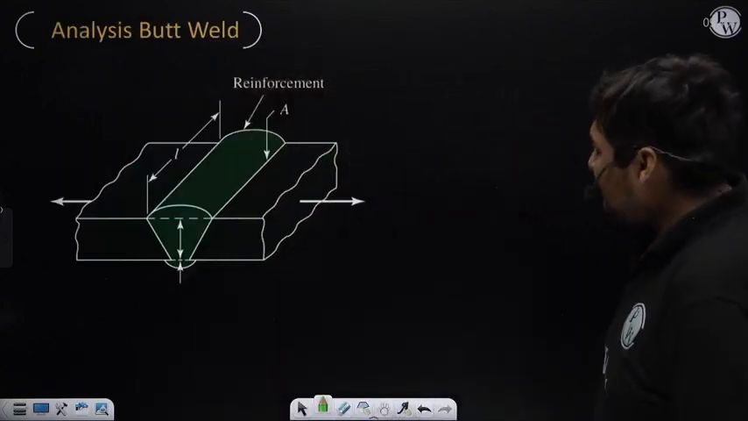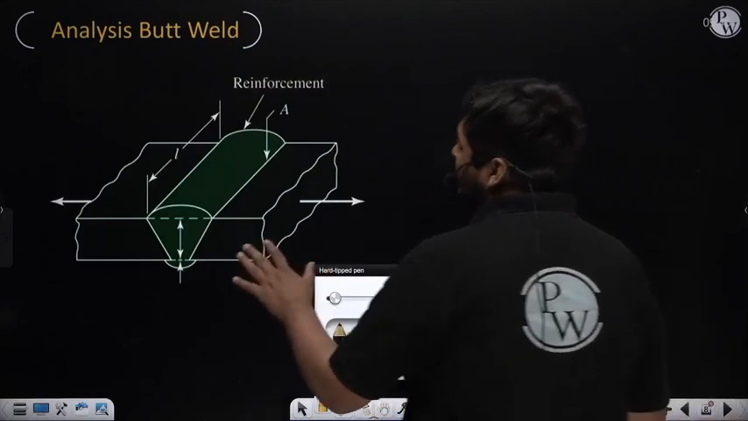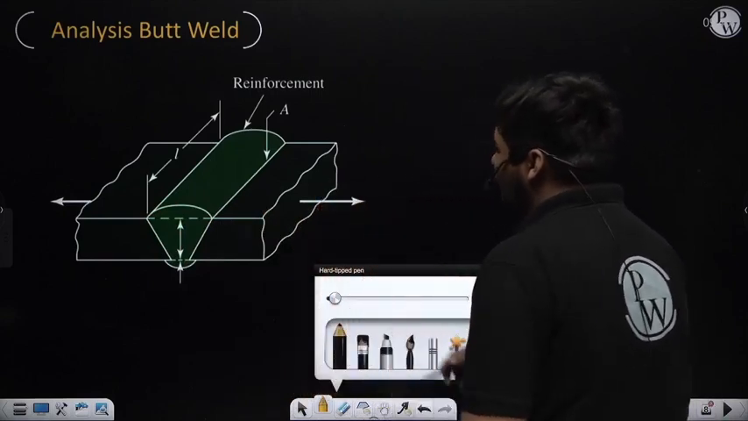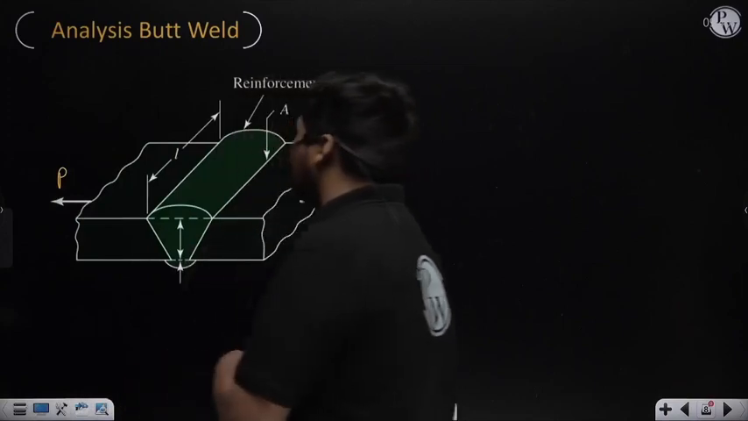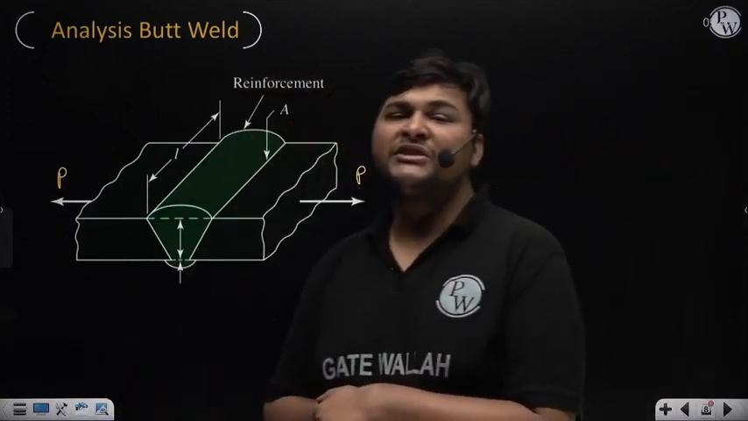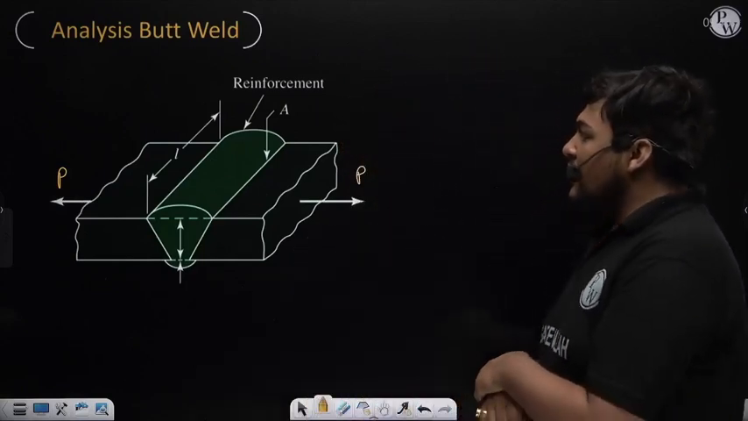Now, first I am discussing the analysis of butt weld when the components connected by butt weld are subjected to an axial tensile load P. We need to see which type of stress is induced in the weld due to this load P, because we are doing analysis of weld.